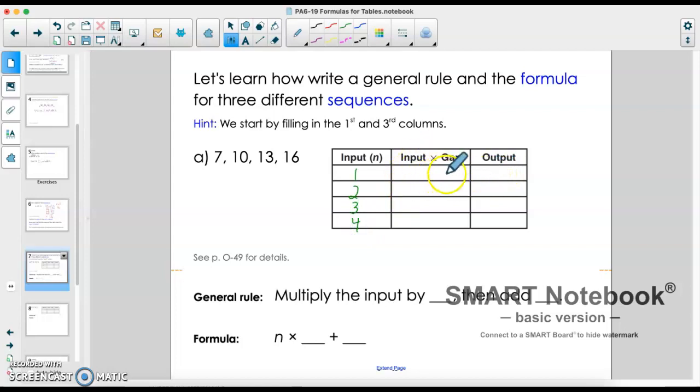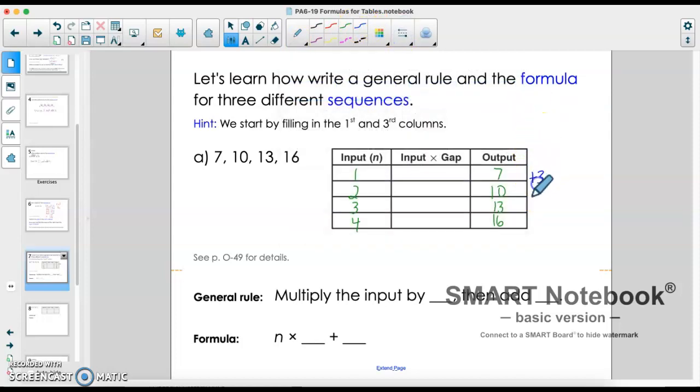Then I'm going to skip this for just a quick sec. Okay, and then my output here is 7, 10, 13, and 16. These are my term values. This is my term numbers, okay? So what I have to do is figure out the gap first. That's the first thing I have to do. So to get from 7 to 10, I'll do a different color.